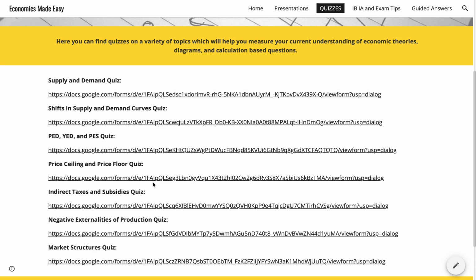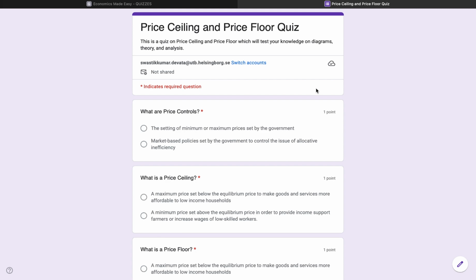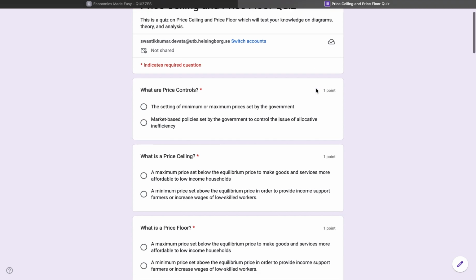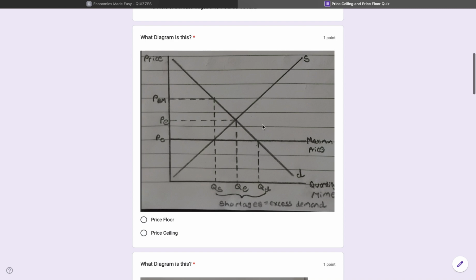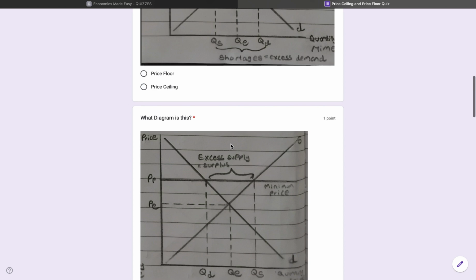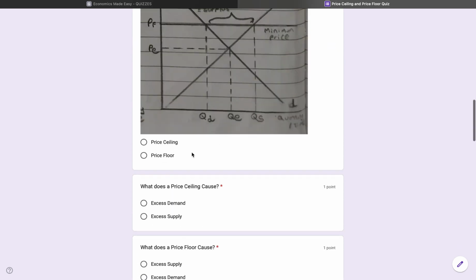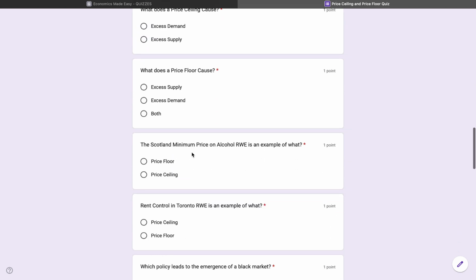So if we go to any of these quizzes, let's say price ceiling and price floor, you can see that there's a lot of questions about the definitions of these different aspects, but also diagram identification. For example, here, what diagram would this be? So I'm not going to spoil it, so you can take the quiz and you can definitely find out. And there's points as well, so you can see how you're doing.